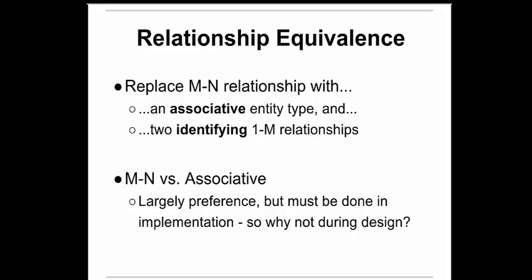When we talk about relationship equivalence, we're talking about many-to-many relationships. They're particularly thorny to do in a commercial database. So what we often do at the design stage is something we will ultimately need to do at the implementation stage. We replace a many-to-many relationship with an associative entity type and 2 identifying one-to-many relationships. This is largely a matter of preference, but as I mentioned, you ultimately will have to do this in implementation, so it's just easier to do it during the design stage, and something we should always do.